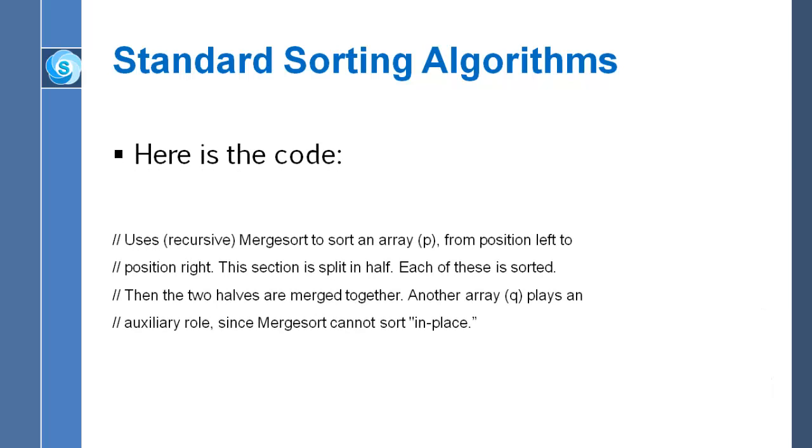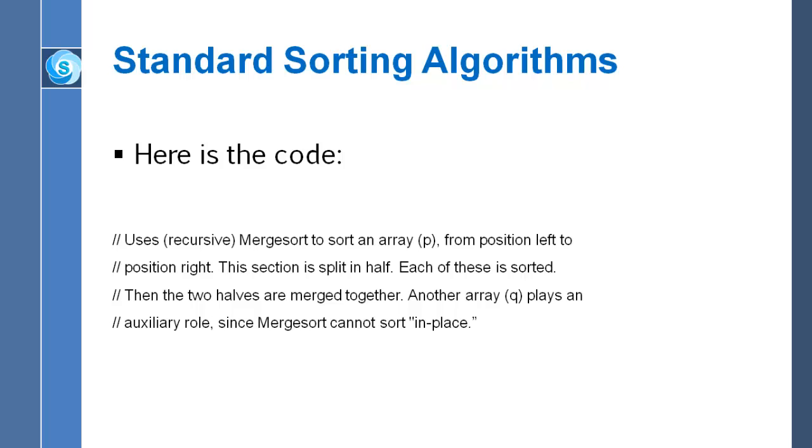Here's the code to do it. Comment, let's read the comments so we know what the strategy is. It says, uses recursive merge sort to sort an array P. Again, it's kind of funny to use the letter P for an array, but there it is. From position left will be the index for the leftmost position of the leftmost portion that we're currently sorting, and right will be the rightmost position. Okay?